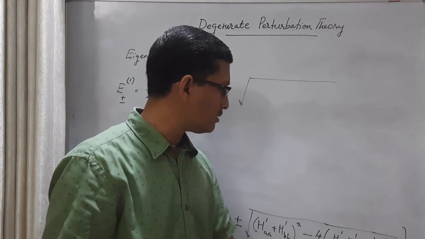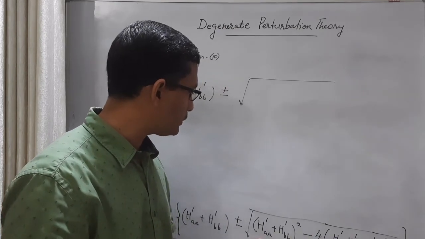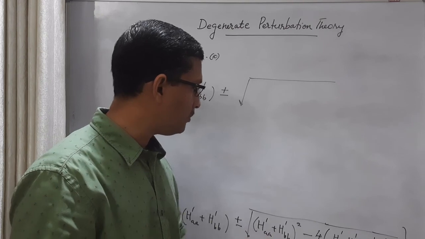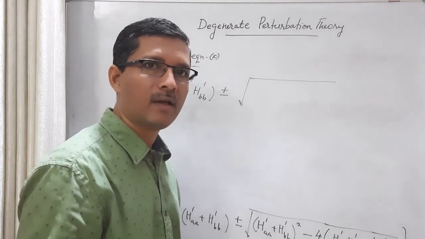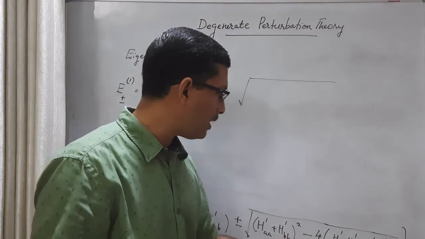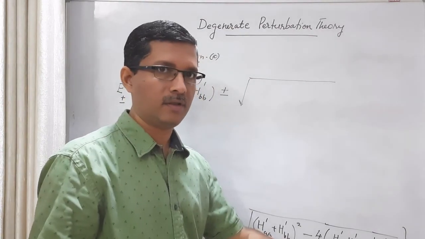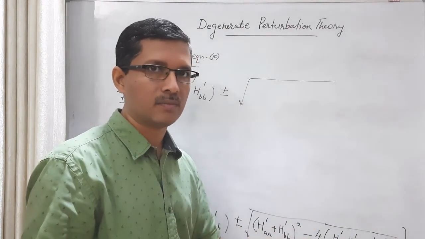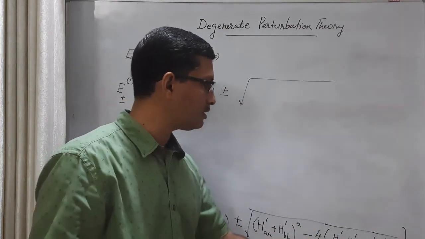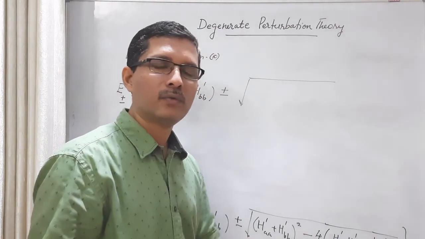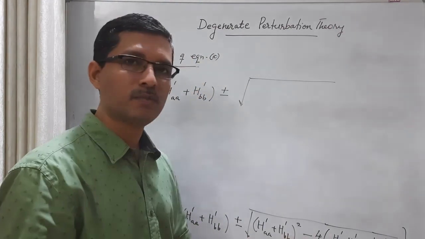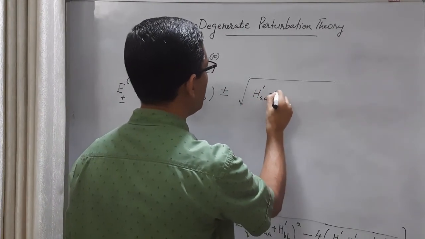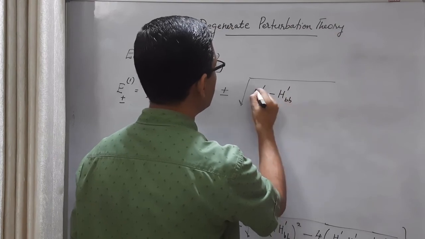Look at this minus term. If you expand this part, what do you get? H prime AA square, H prime BB square, plus 2 times H prime AA H prime BB. You have a minus 4 times H prime AA H prime BB here. So this plus 2 and minus 4 combine to give a minus 2 term. So this is an a plus b whole square term, and this is a minus 4ab term. If you subtract that, what you get is a minus b whole square. So what you have here is H prime AA minus H prime BB, squared.